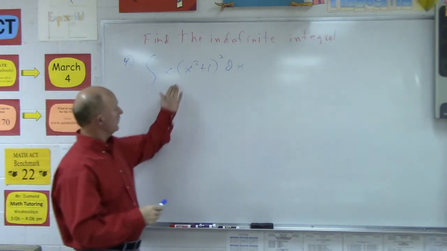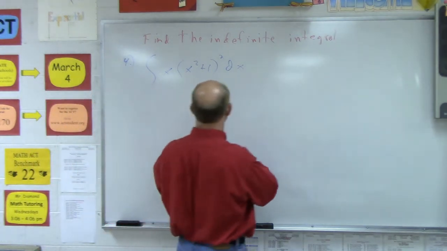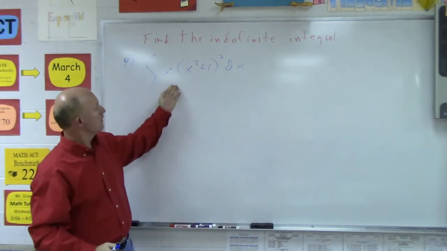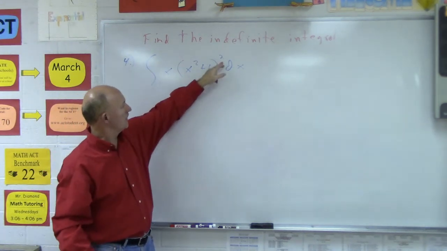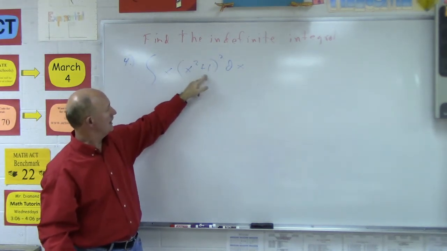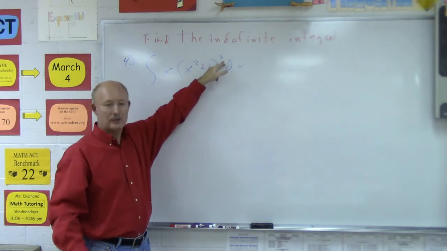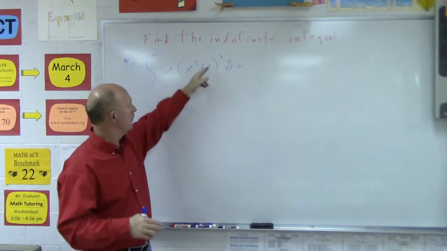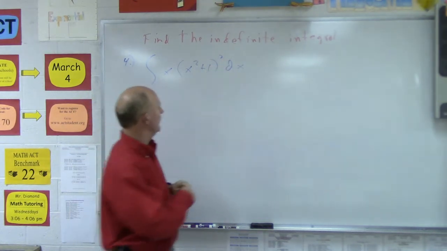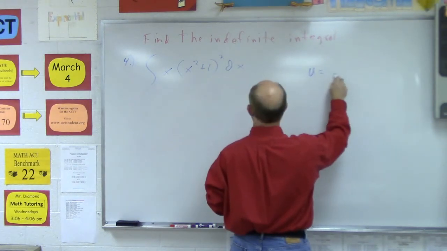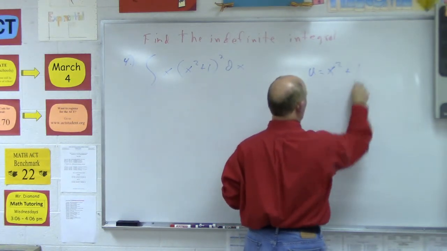To get started, I'm going to let u equal this. As you look at our integral, you've got x squared plus 1 to the second power. The inside part of the function is x squared plus 1. The outside part would be the power, the 2. So let's let u equal the inside part: u equals x squared plus 1.